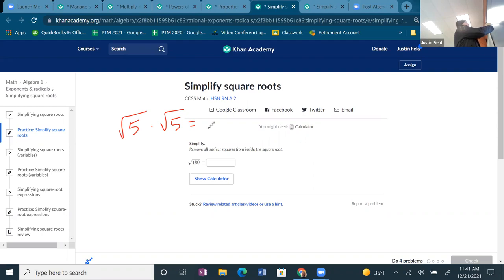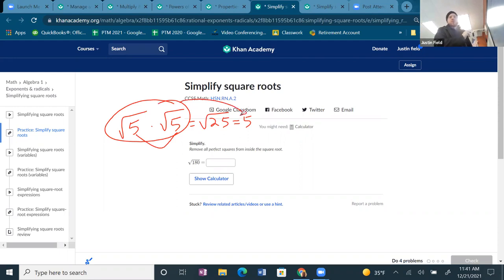Now, we could do the middle step there though. Root 5 times root 5, we can multiply them together and it would be root 25. And that is 5. But it will help you if you can go from here to here, to realizing that the square root of 5 times the square root of 5 is 5. Okay? So keep that in mind as we simplify the square root here.